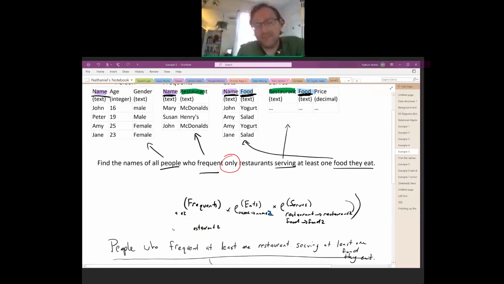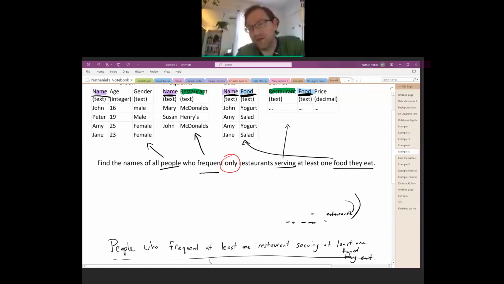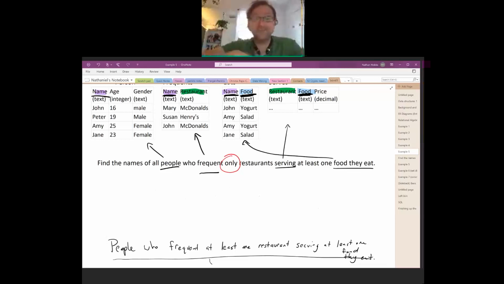Let me first explain why this is a little harder. Well, the reason why it's harder is because we want people who only have this property. I'm going to go off on a slight tangent, and then we'll come back to this. I will copy this query though.